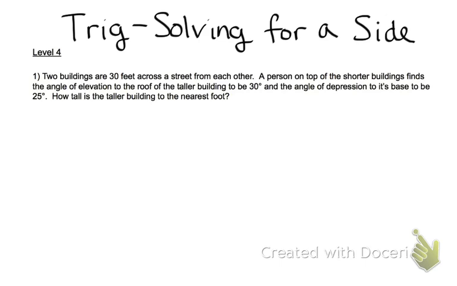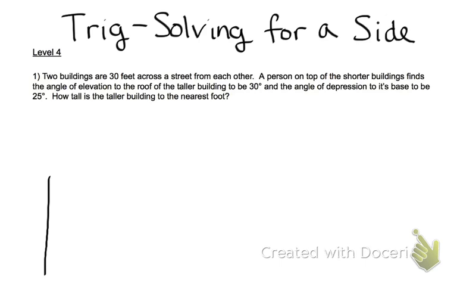All right, number 1 says two buildings are 30 feet across the street from each other. A person on top of the shorter building finds the angle of elevation to the roof of the taller building to be 30 degrees. And the angle of depression to its base is 25 degrees. How tall is the taller building to the nearest foot?